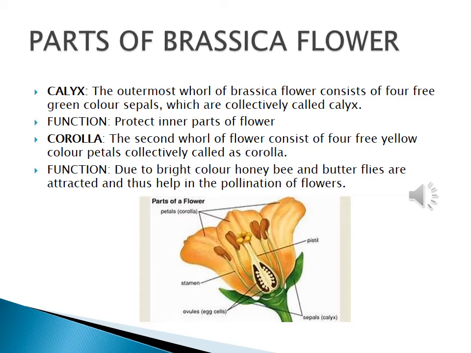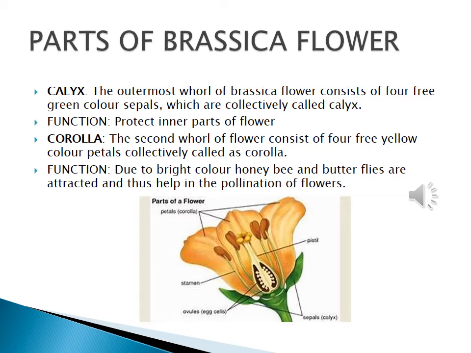Number one is the calyx. Calyx is also called sepals. This is the outermost whorl and consists of four free sepals. You can see the diagram. The sepals are light green in a young flower, but as the flower matures, their color also becomes yellowish like that of the petals. The most important function of the calyx is to cover the inner part of the flower and to protect it from sunlight and rain.